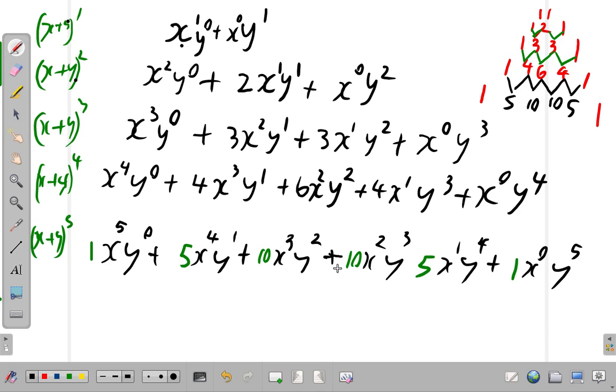So, oh, there's an addition here. So this would be x plus y raised to the power of 5, following the pattern from the previous expansions and using Pascal's triangle. Alright?